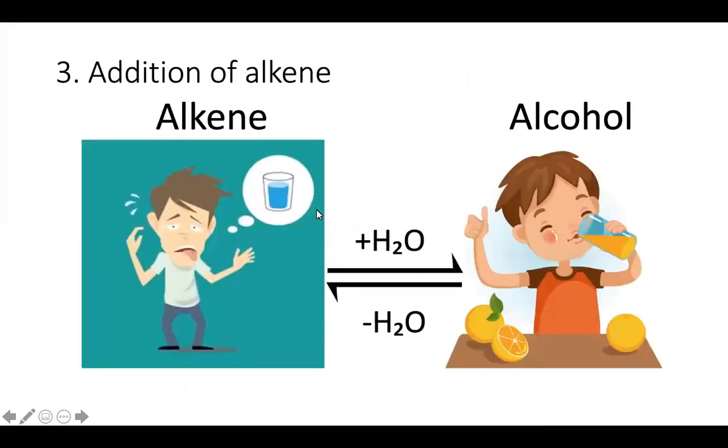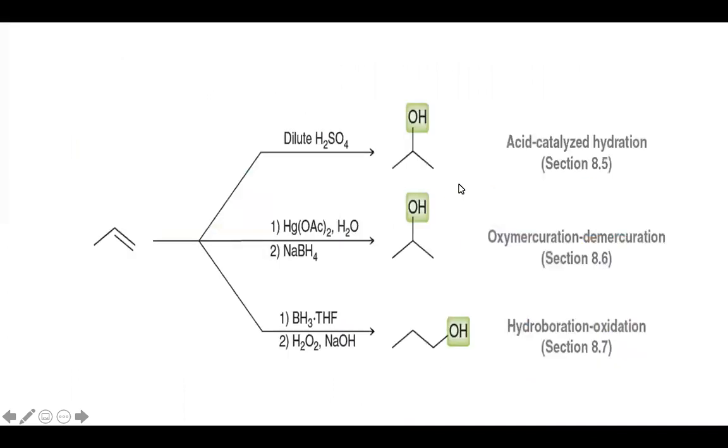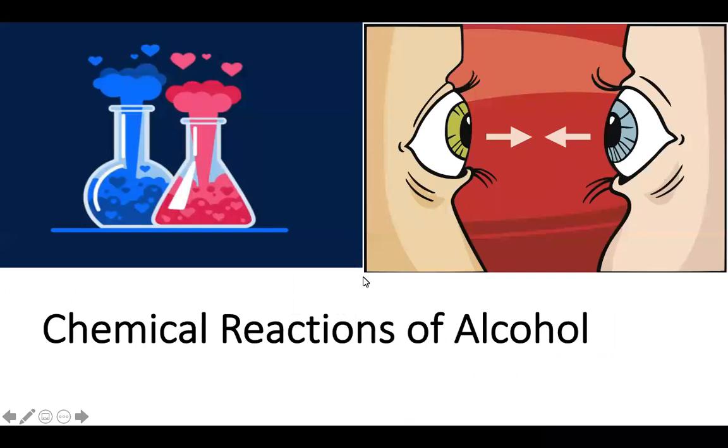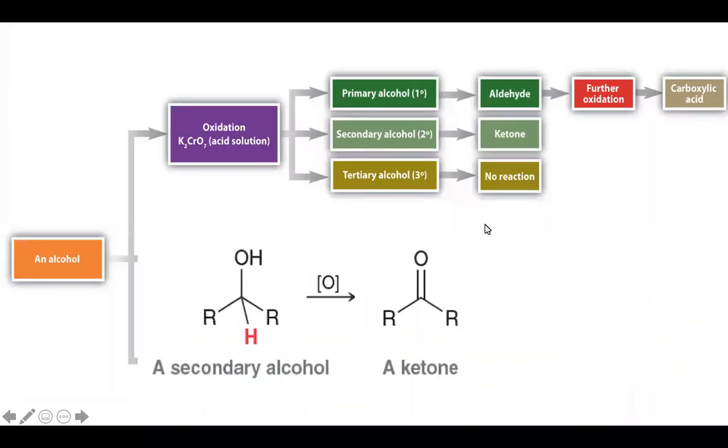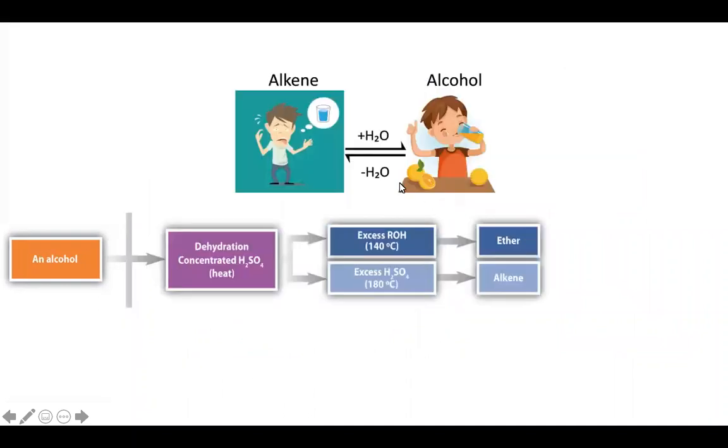group, making it a tertiary alcohol. Addition of alkene to alcohol. We mentioned previously, three ways. Chemical reaction of alcohol. So alcohol can undergo oxidation through potassium dichromate. So we usually have a primary alcohol, and then we introduce this reagent, and we can oxidize it to form carboxylic acid. The intermediate will be aldehyde. But what if we have a secondary alcohol? Then we can use it to form ketones. For tertiary alcohol, it's very unreactive.